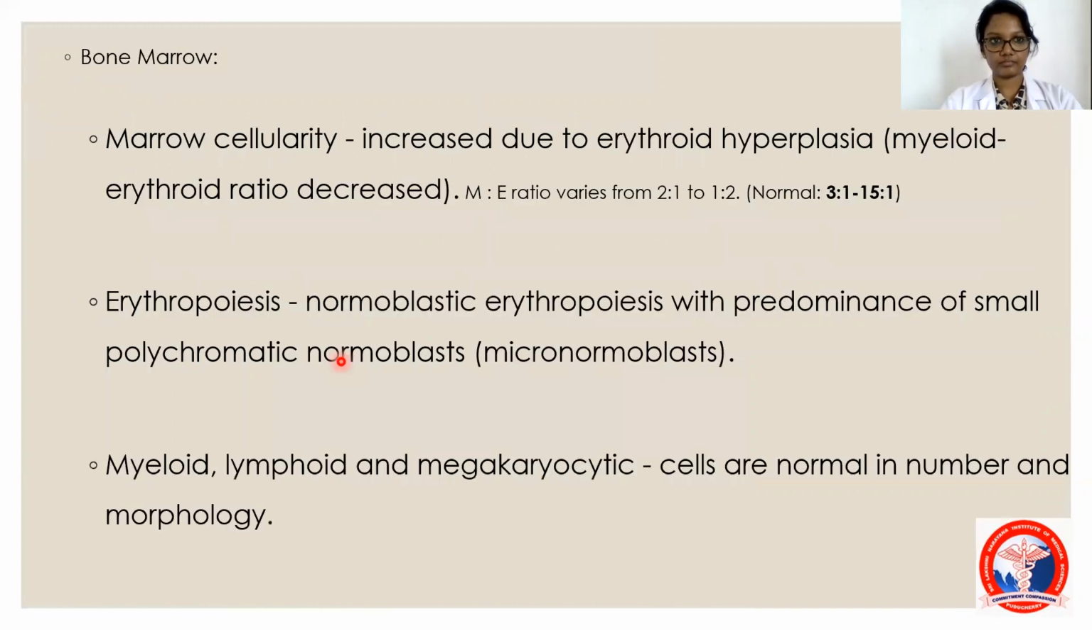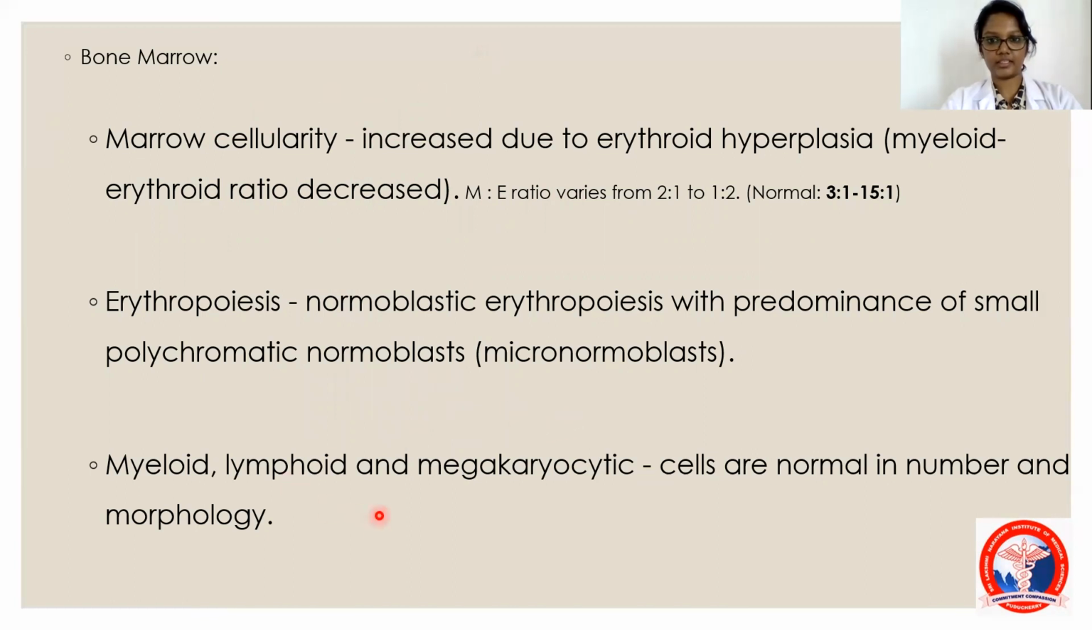Now, the last resort is to do a bone marrow examination, which is normally not done to diagnose iron deficiency. But in a bone marrow, you will see the marrow cellularity will be increased due to erythroid hyperplasia. The erythropoiesis, if you have a closer look, will show a normoblastic to micronormoblastic maturation.